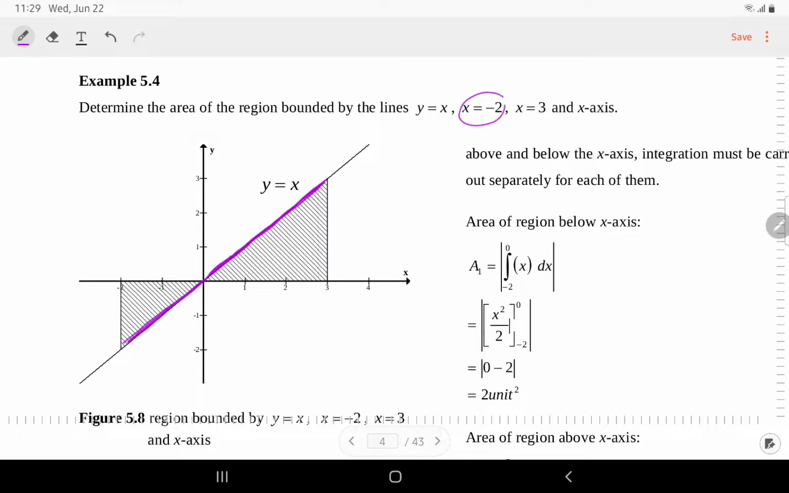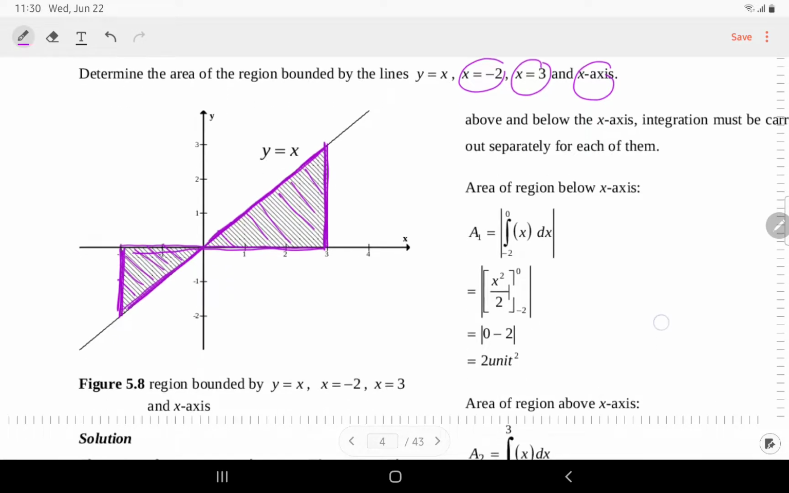And then bounded by x equals -2. Where is x equal to -2? It is a line right here. Bounded by x equals 3 right here. And the x-axis is right here. Okay, so shaded region dia ada dua lah. Kat sini satu, kat sini satu.